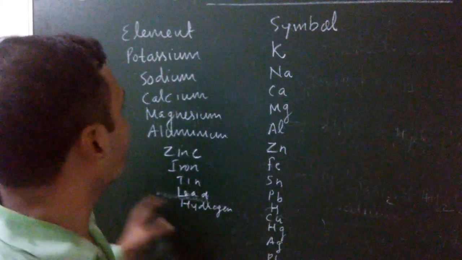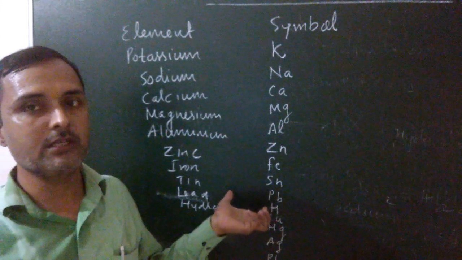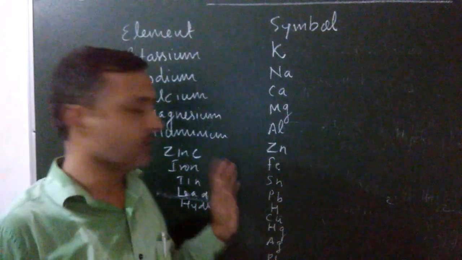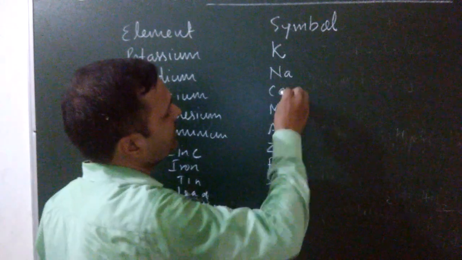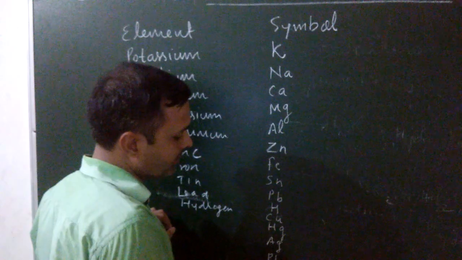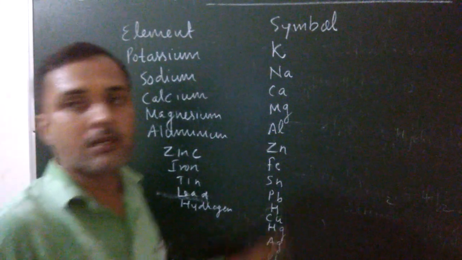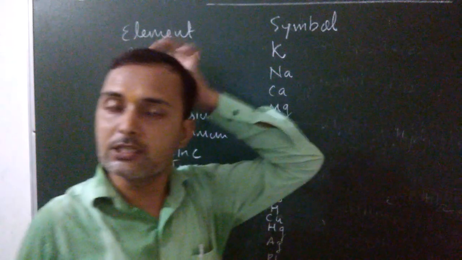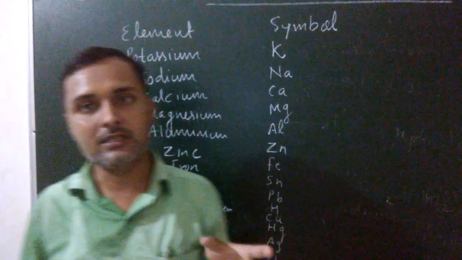So what do we mean by the term reactivity series? A series of metals in their decreasing order of reactivity is known as the reactivity series. In the reactivity series, the total number of metals is 15.